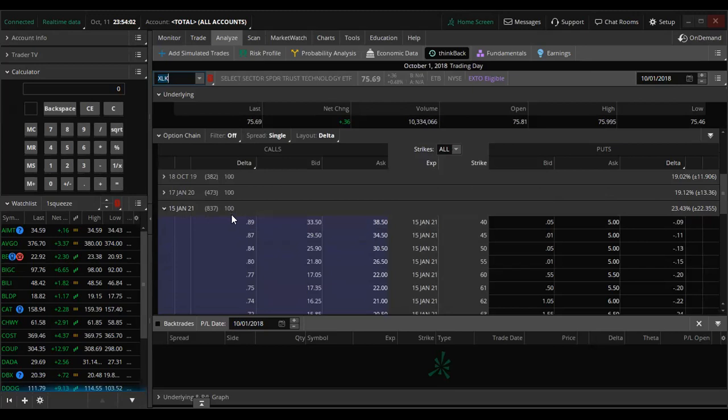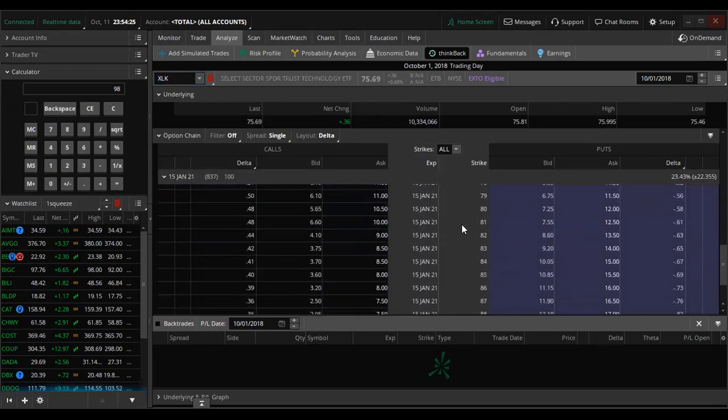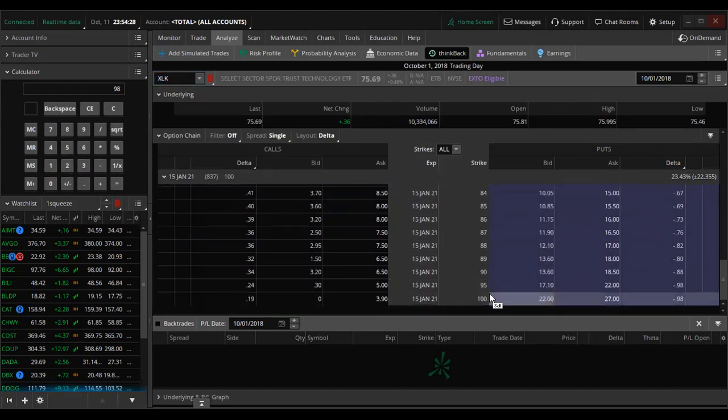So in this example, the January 21s had an expected move of $22 from the price of the stock. So if we add 22 to 76, you'll get 98. So we're going to scroll down and look at the 100 strike price. You could do either one, the 95 or the 100. Just for the sake of argument, we'll go with the 95 strike.